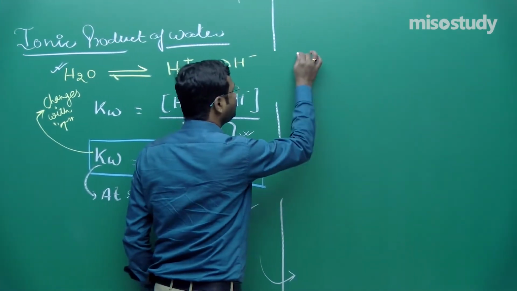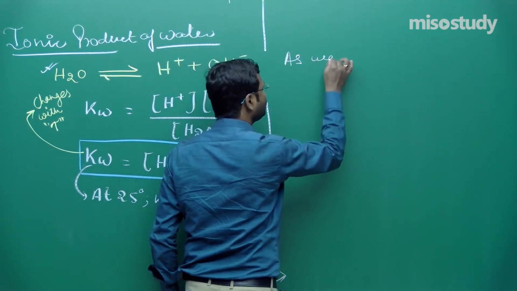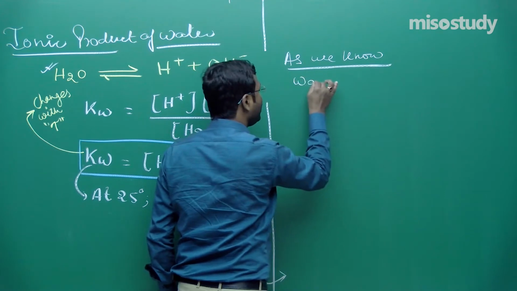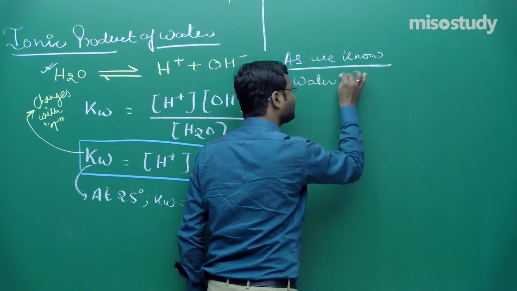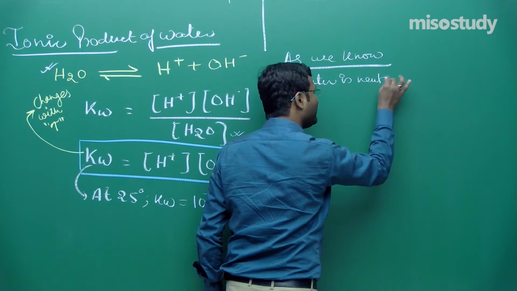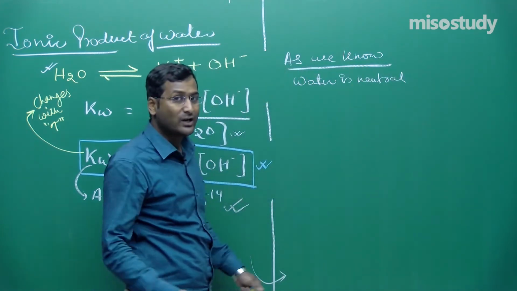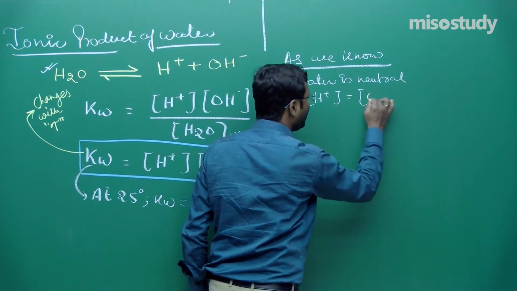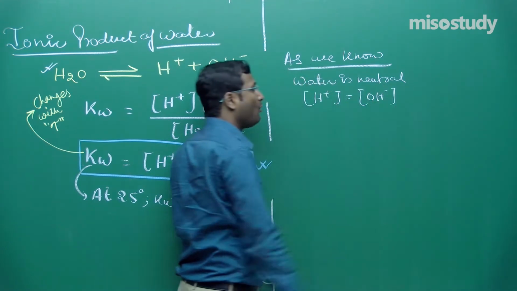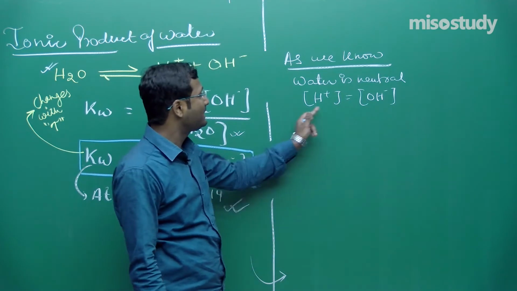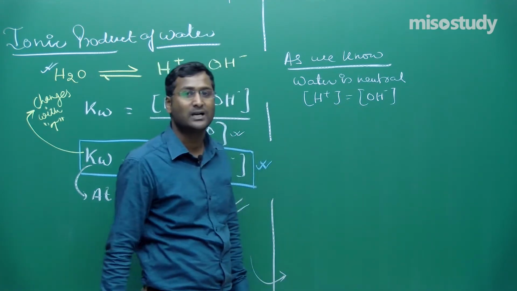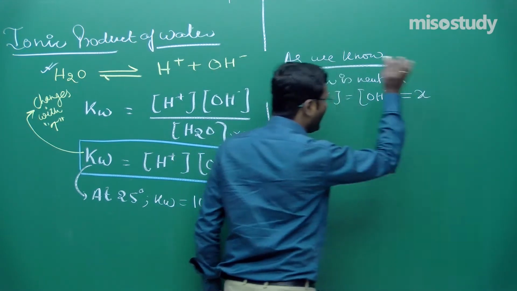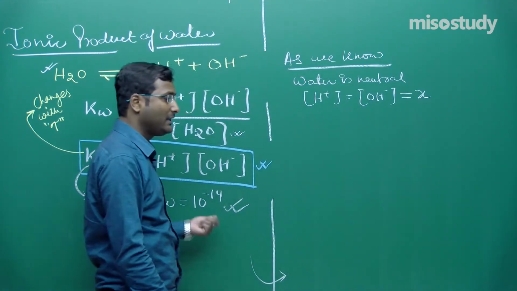Now moving to the next point. As we know, water is neutral. If there is a neutral condition, then the concentration of H plus will be equal to the concentration of OH minus. Now let us assume it is equal to X. Now put this value in the given equation.